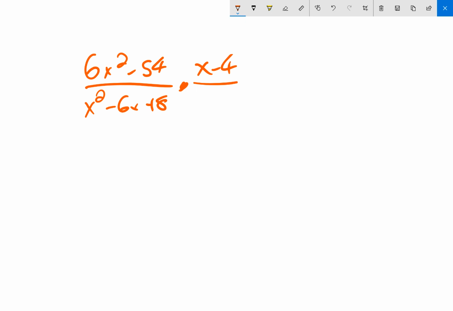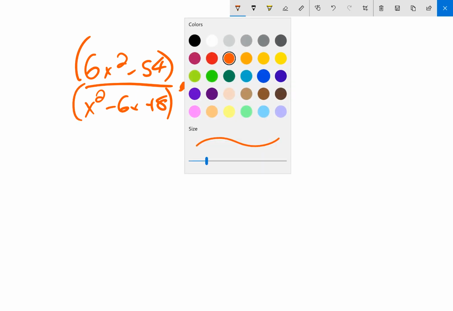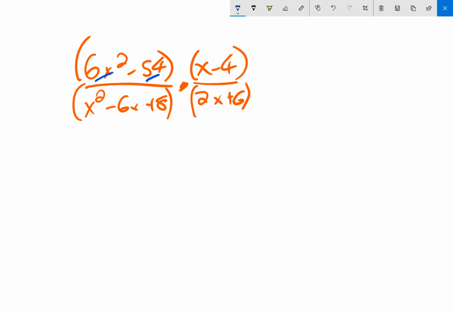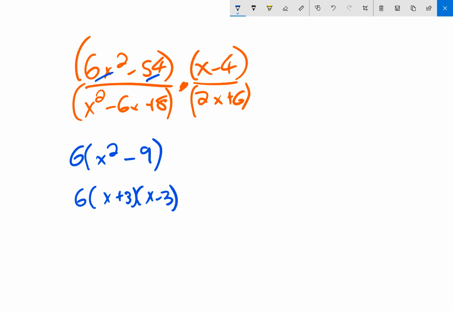So x minus 4 on top, and then 2x plus 6 on the bottom. So I need to factor absolutely everything I can factor. Starting at the top left, I know I can divide these both by 6. So 6 can come out, and that'll factor into x squared, and what's 54 divided by 6? 9. So x squared minus 9, which also continues factoring into x plus 3 and x minus 3, because that's a difference of squares. So that's the numerator on the top left there.